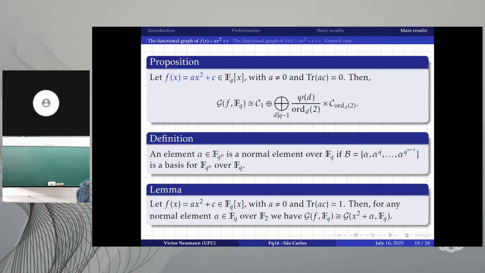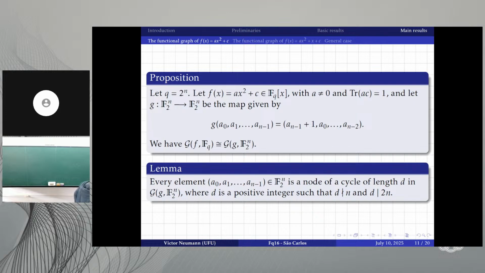Using this change of variable, we get, we define a new function from F2 to the n where we do a shift of one place and the last element becomes the first. We add one to this element and we get that the graph of F is a graph of G.